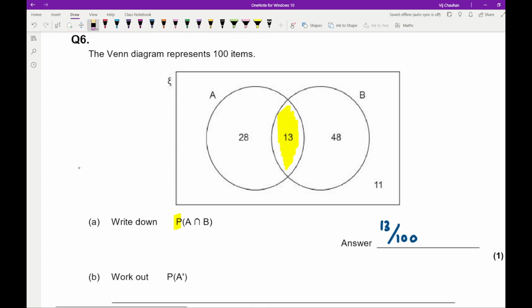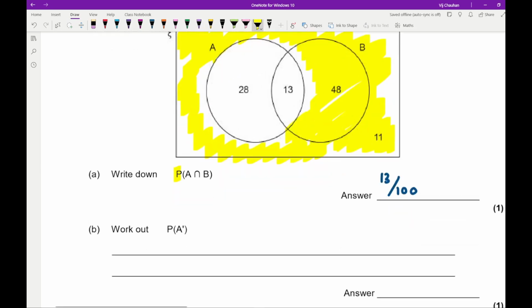For question B it says work out the probability of not A. So if I just get rid of the shading from part A, not A is everything that is outside of circle A. So that's going to be all of this bit here. And if I add up the numbers, I can see we've got 48 plus 11, which is 59. So the probability then is going to be 59 over 100. Note that none of these probabilities I've written so far can be simplified.